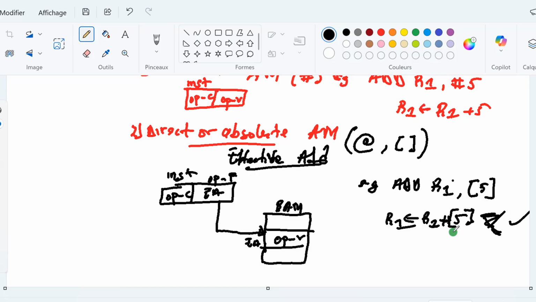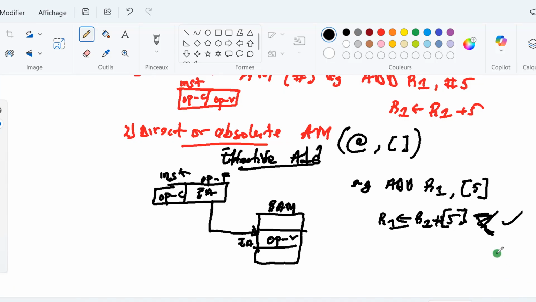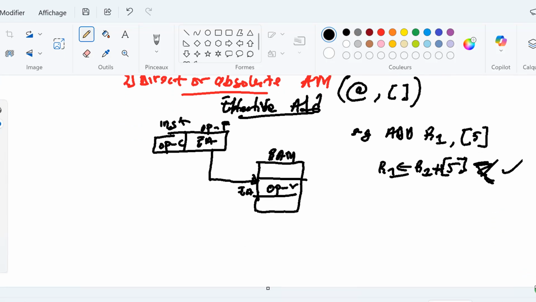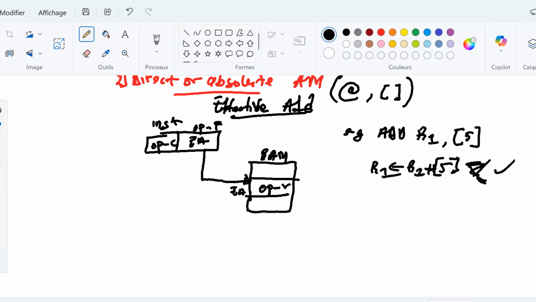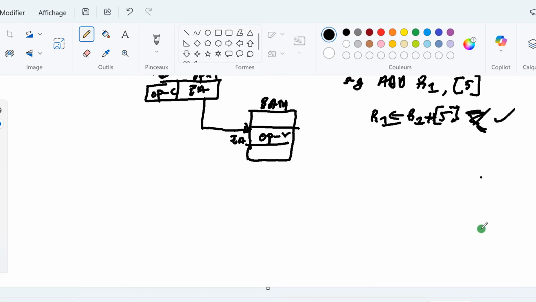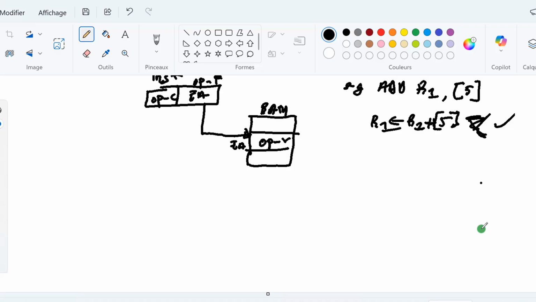And I think in June 2020, there are questions, we are coming there. June 2024, 23, something like that. Yeah, they are asking questions like define direct addressing mode, define direct or absolute. I think it's even June 2024, something like that. You see there. Now we go to the next one, number 3.